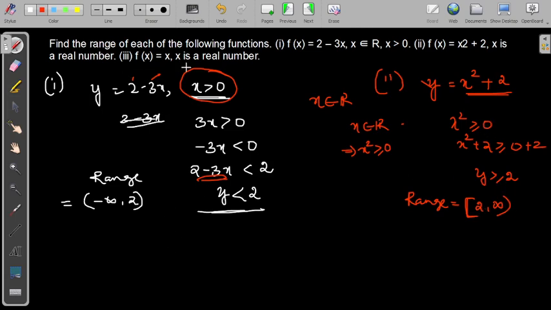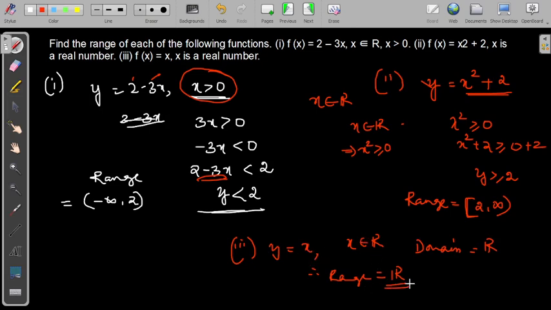Next, f of x equal to x, x is a real number. Very simple identity function it is. y equal to x where x belongs to R. Okay, y is same as x and x is in R, therefore range is also equal to R. Range is same as input, range is same as domain. Domain they had given, domain equal to R, they had given possible values for x. So as y equal to x, range is also equal to R.